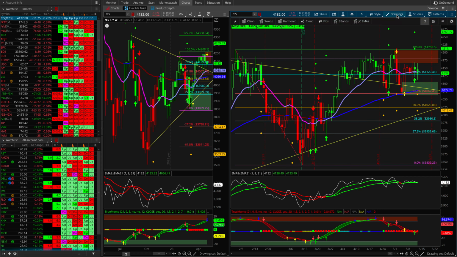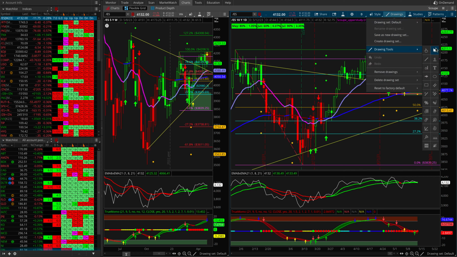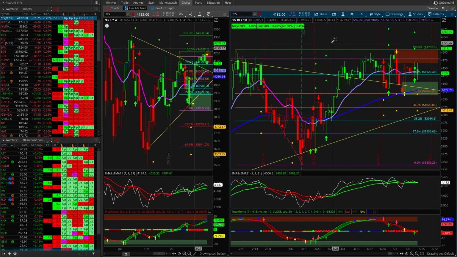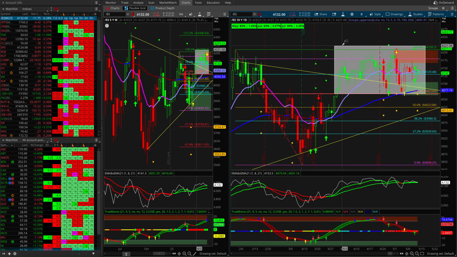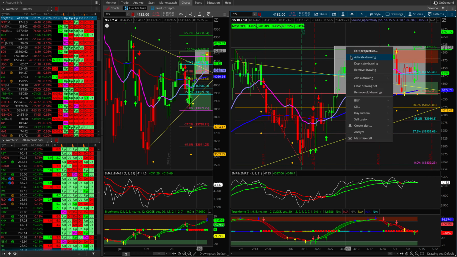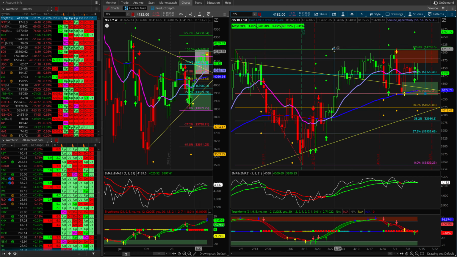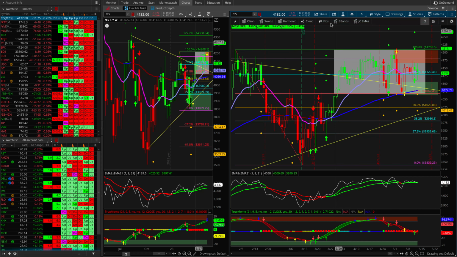I'll go ahead and draw a box. It was a little too random there. So let's activate it and drag it down to the high. So there's your box. It's been ping-ponging back and forth inside this box. When this thing takes off one direction or the other out of this box, it's going to have some velocity to it. Or likely will, I should say.